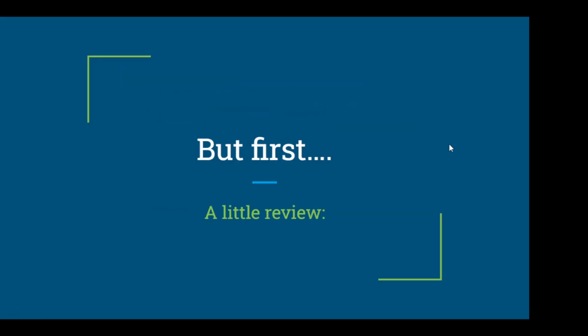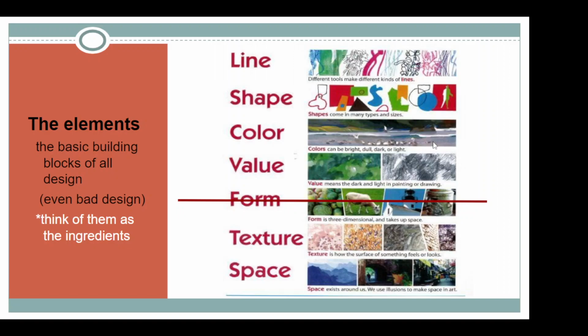But first, a little bit of review before we go on to this project description. As a reminder, with this project and in the final exam, should you have to take it, there is a heavy emphasis on the 6 elements of design: line, shape, color, value. We don't technically have form, we have the impression or illusion of form, texture, and space. Those are the 6 elements. Think of them as the ingredients. Remember, they are present in every design, whether it is good or bad. They're the only tools that you really have as a designer.